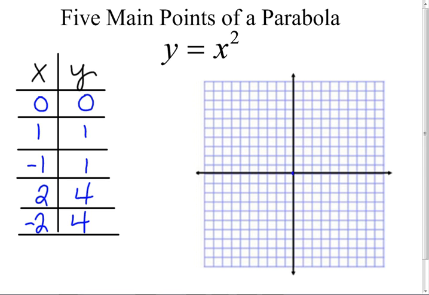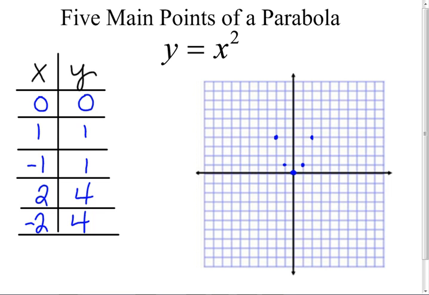So 0, 0. I'm going to have 1 and a 1 here. We're going to do this like we do with slope. Now, the next one, I'm going to go over to 2, and I'm going to go up 4. And I'm going to go over 2 and up 4. All parabolas look like that.